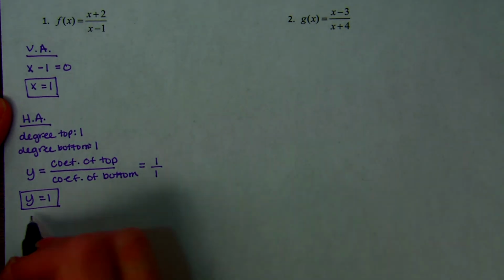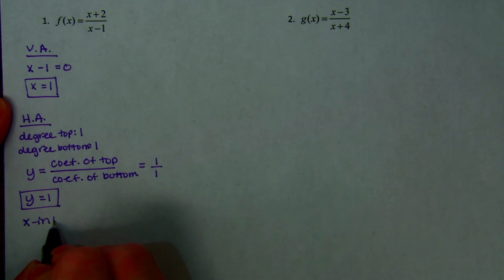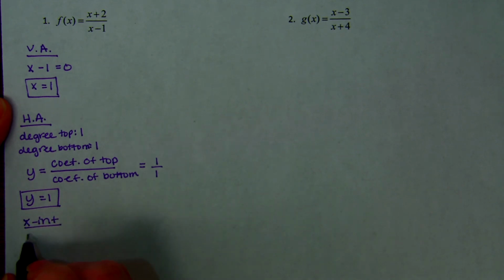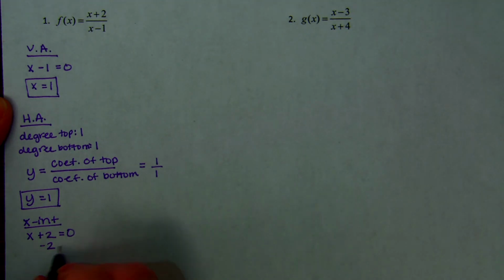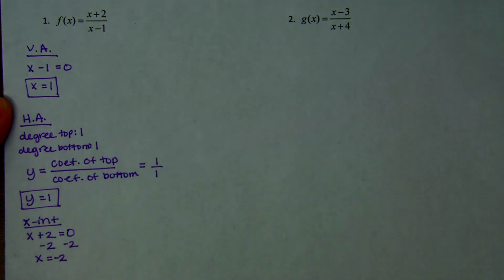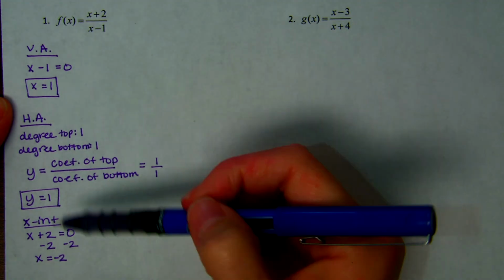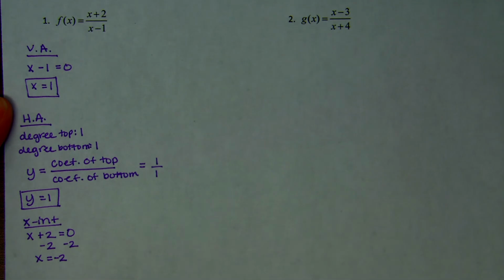You find the x-intercept by setting the top equal to 0. So in this case, it's x plus 2 equals 0. Set the top equal to 0, and then solve for x. So we would subtract 2 from both sides. X equals negative 2. Now, our asymptotes are lines, but our x-intercept is a point. It's the point where this graph crosses the x-axis.